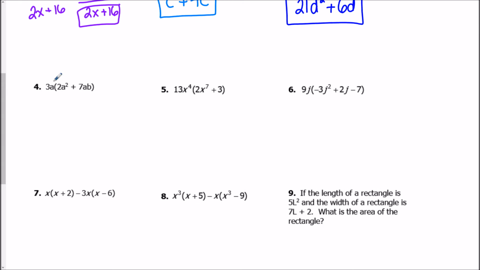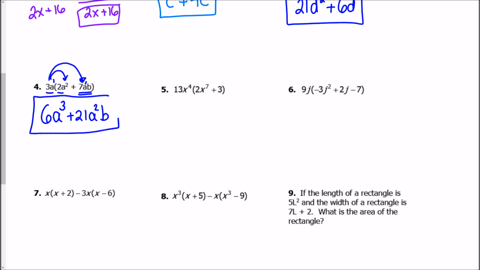So now let's take a look at number 4. I've got 3a to the power of 1, and I'm going to be multiplying it by 2a to the power of 2. So when I distribute this 3a to this 2a squared, 3 times 2 is 6, and when I add my exponents, I get a to the power of 3. Okay? Then when I multiply this over here to this term, this is a whole term together, so I get 3 times 7, which is 21. Then I've got a to the power of 1 times a to the power of 1, so I get a to the power of 2, and then this b just kind of tags along for the ride. So that's the answer to this question right here. Okay?